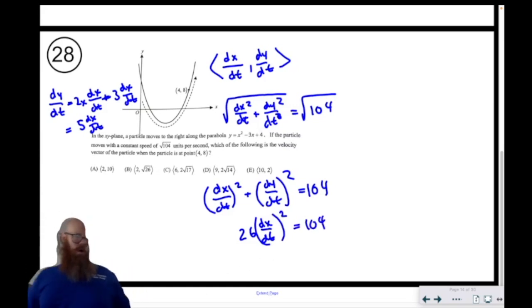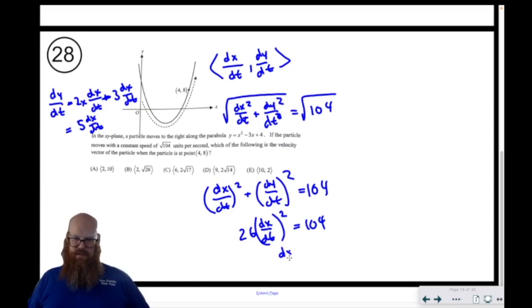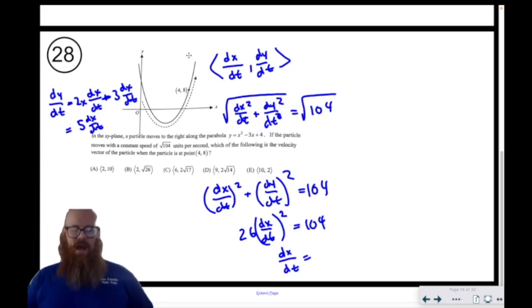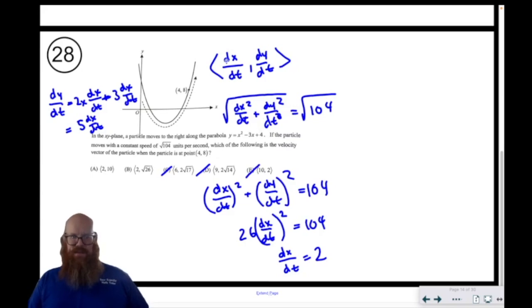All right. Well, 104 divided by 26 is 4. So dx/dt is plus or minus 2. But as this particle is moving this way, the x-coordinate is moving right, so it definitely is positive. So dx/dt is 2, and that eliminates C, D, and E, because I need dx/dt to be 2. And then dy/dt is 5 times that, which is A, 2 comma 10.